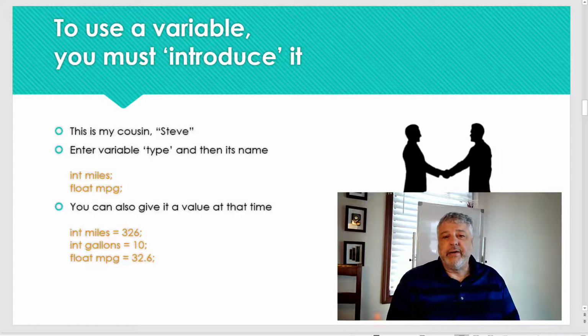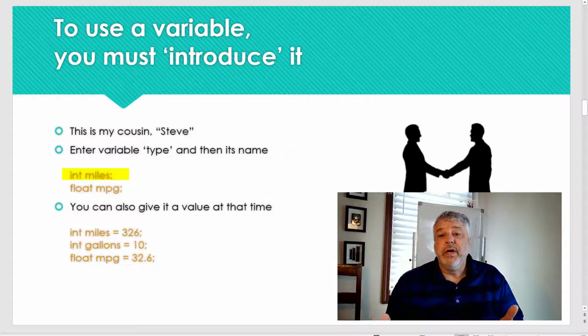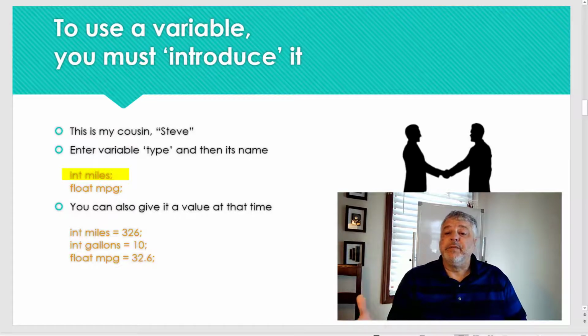And I hear two things there. I hear the relationship or the kind of relationship that we're dealing with, and I also hear the name of the person. When we introduce variables, you're going to introduce the variable by saying this is the type of the variable and this is the name of the variable. An example here is int miles. Assume that I was building a program that does a miles per gallon calculation. I could say this is my integer and its name is miles, and I would do that with the code that you see here, int miles.